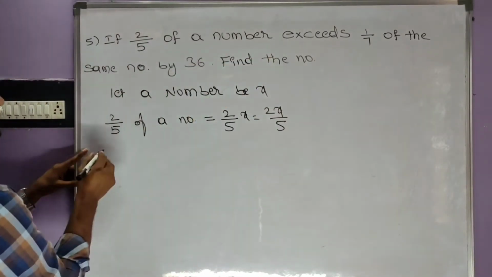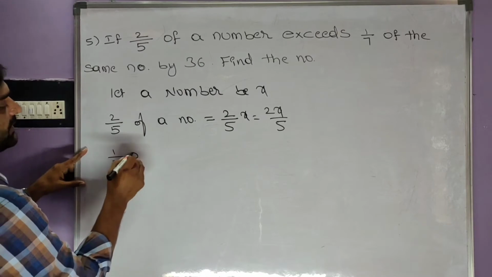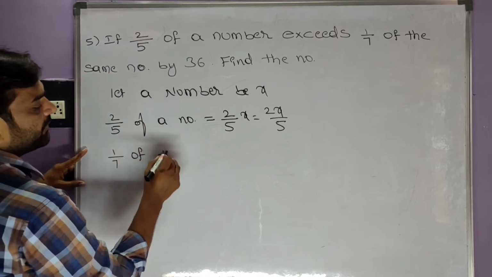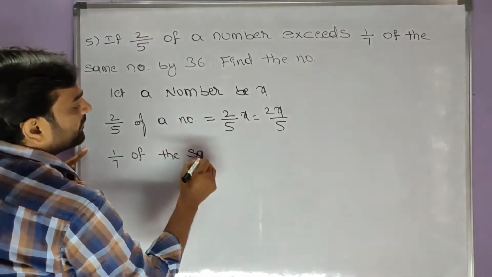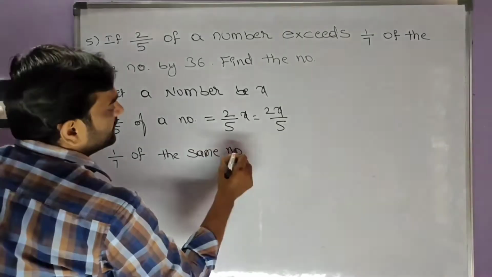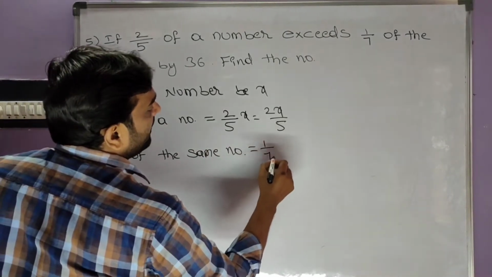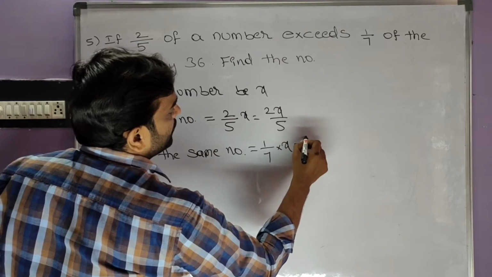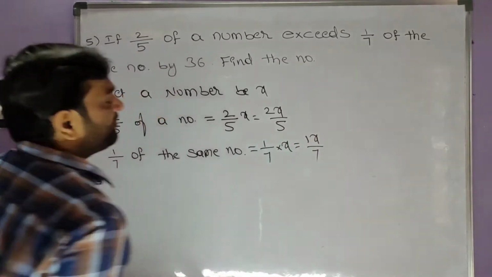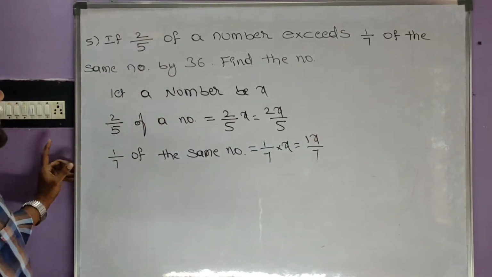And 1 by 7 of the same number. What is that same number? x. So it can be written as 1 by 7 into x, so 1x by 7. Okay, read that statement again.